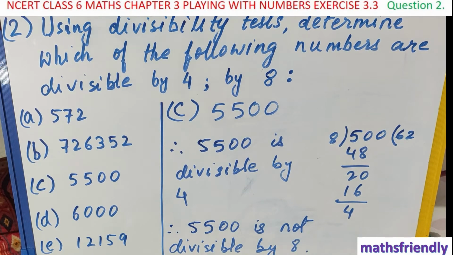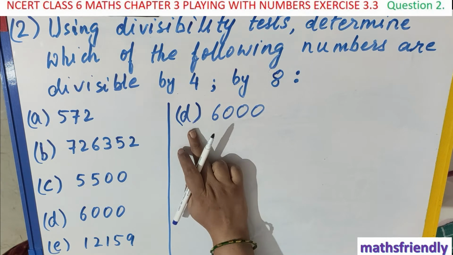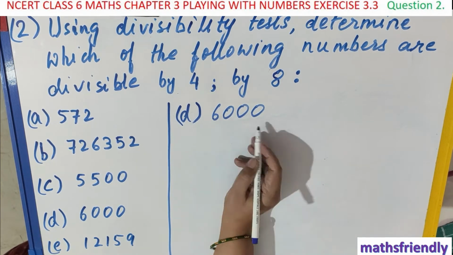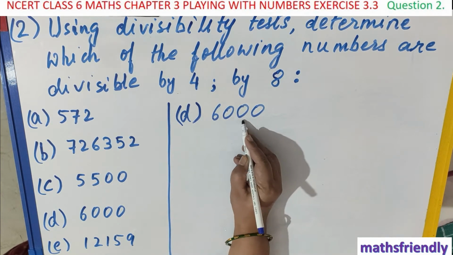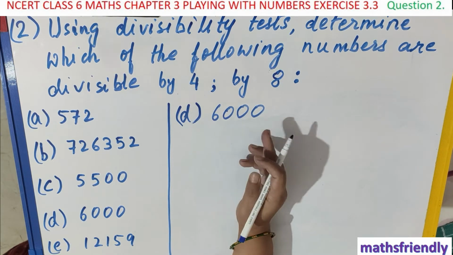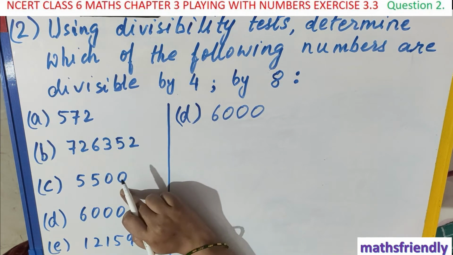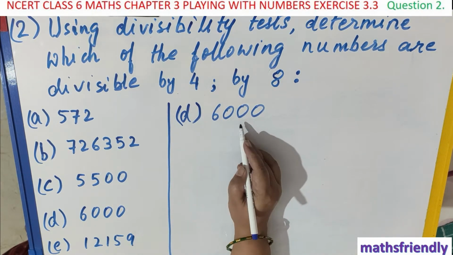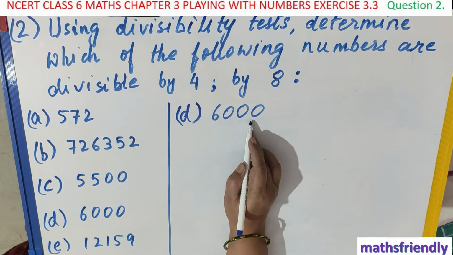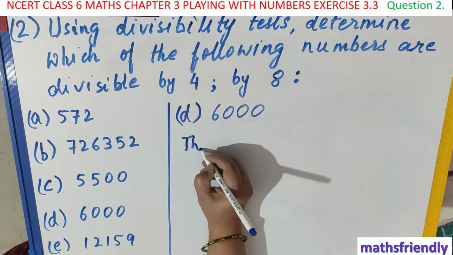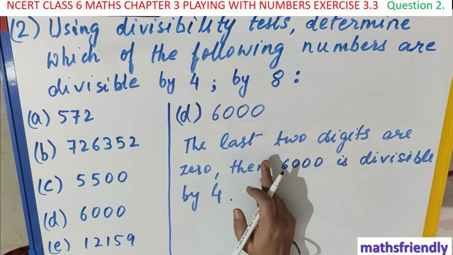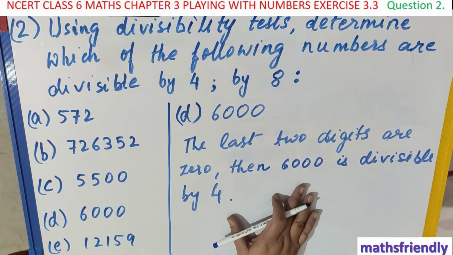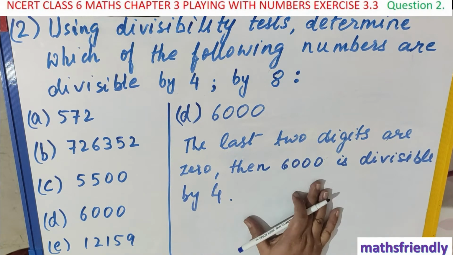Now let us do question number D. 6000, whether this number is divisible by 4 and by 8 or not. So we have to check. See, the last two digits are 0 0. In the previous question we have seen that when the last two digits are 0 0, the number is divisible by 4. So the last two digits are 0 0, it means the number is divisible by 4. So we can write that the last two digits are 0, then 6000 is divisible by 4, or any such number.